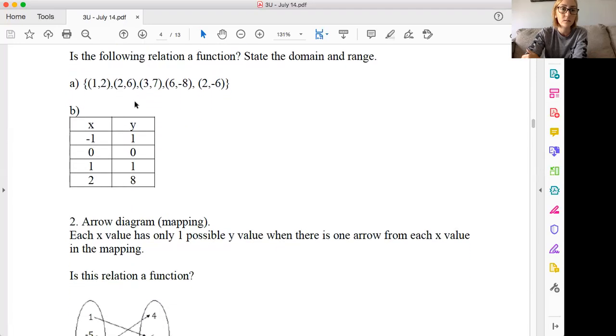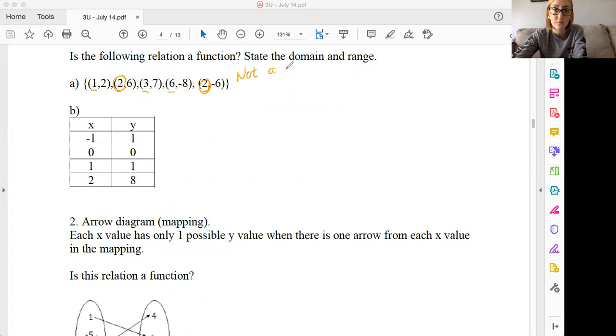Okay, so is the following relation a function? And state the domain and range. Okay, so here we're looking to see if we have more than one x value that repeats itself. So here you see that 2 has repeated itself. So that means it's not a function. That means that there's 2 y values for that point. Okay, so not a function.